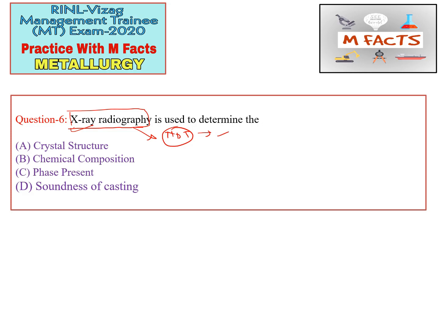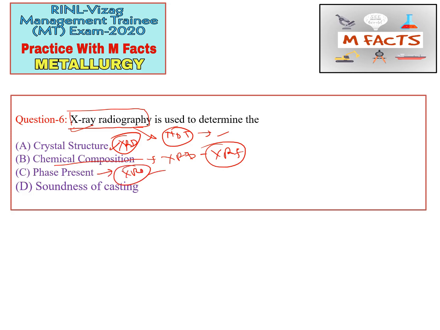So X-ray radiography is used to determine: A is crystal structure, B is chemical composition, C is phase present, D is soundness of casting. Crystal structure we can identify by XRD, that is X-ray diffraction. Chemical composition we can find by using XRF, X-ray fluorescence, which can be used for the elemental or chemical composition of the material. And phase present we can identify by XRD.